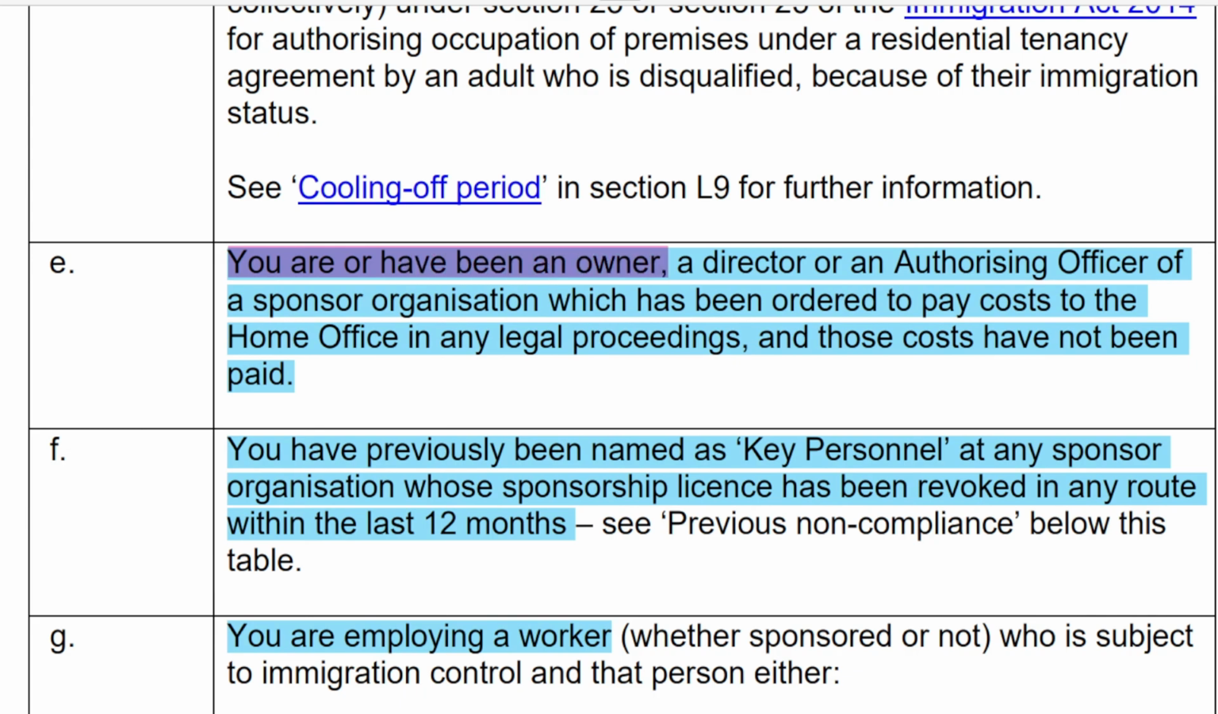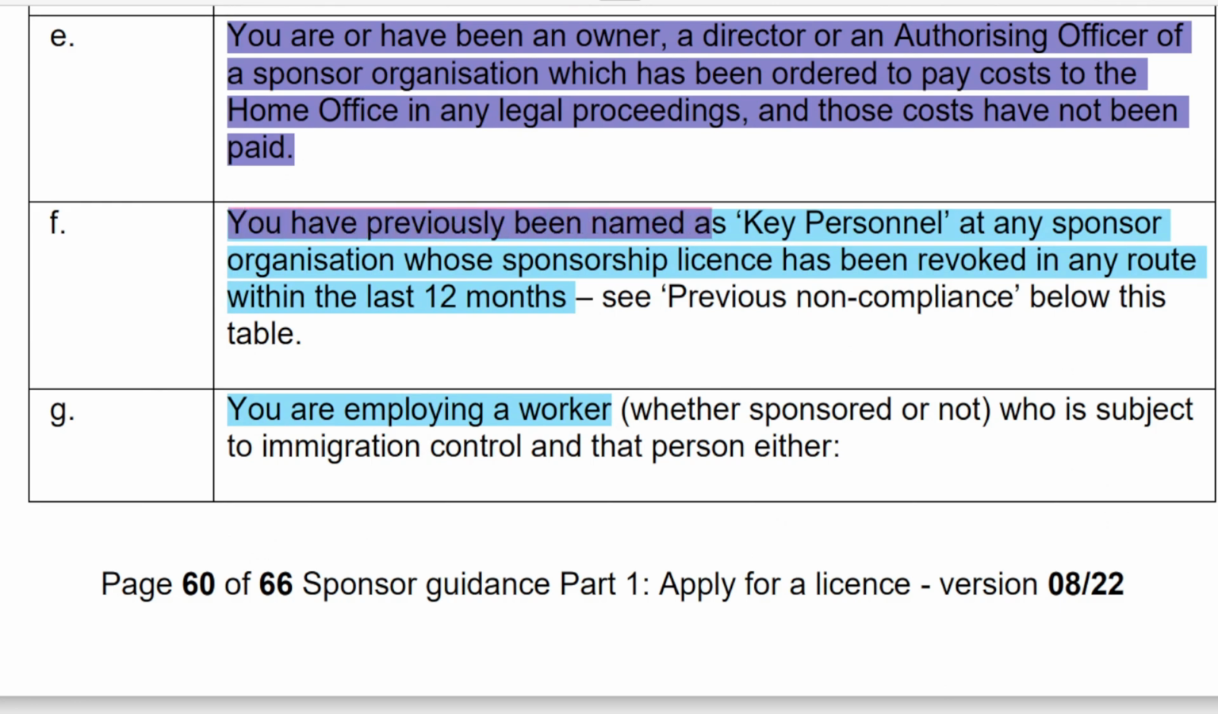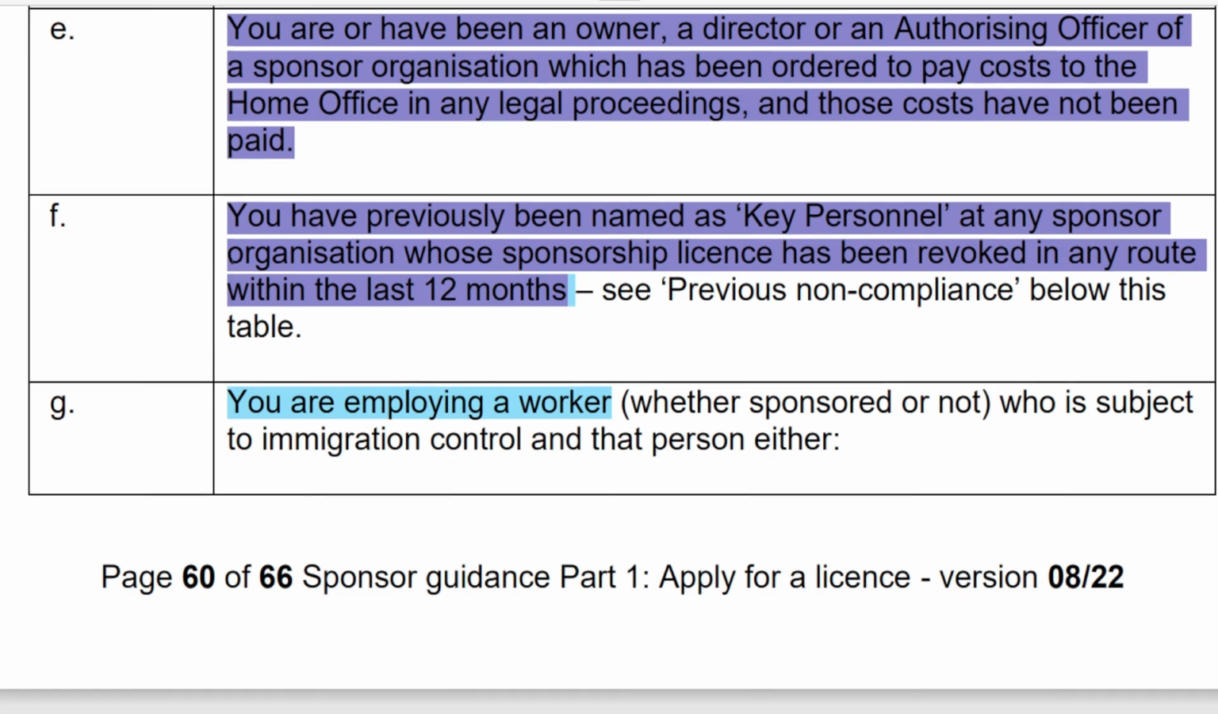You are or have been an owner, director, or authorizing officer of a sponsor organization which has been ordered to pay costs to the Home Office in any legal proceeding, and those costs have not been paid. You have been previously named as a key person at any sponsor organization whose sponsorship license has been revoked on any route within the last 12 months. So, for example, you were working for a different company and you were named as a key person, but the license was revoked. In that case, the Home Office can refuse your license on that.